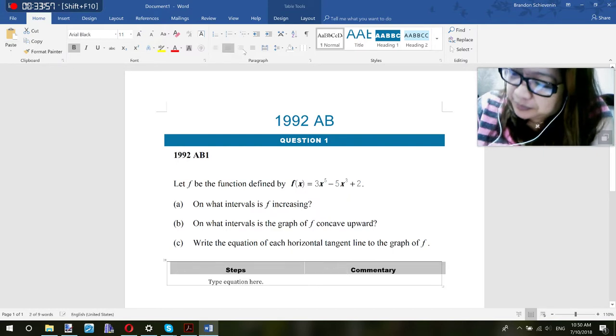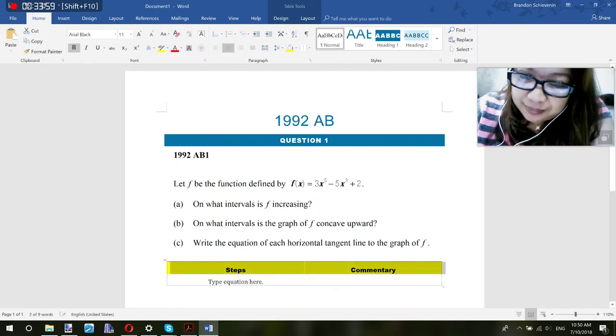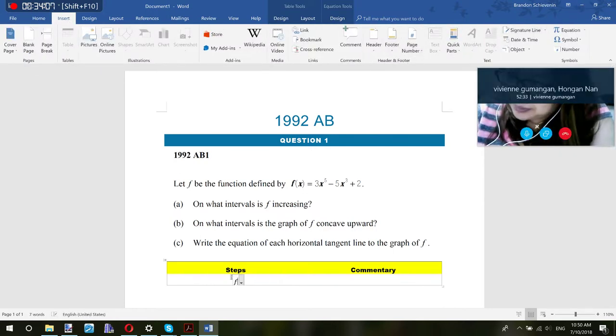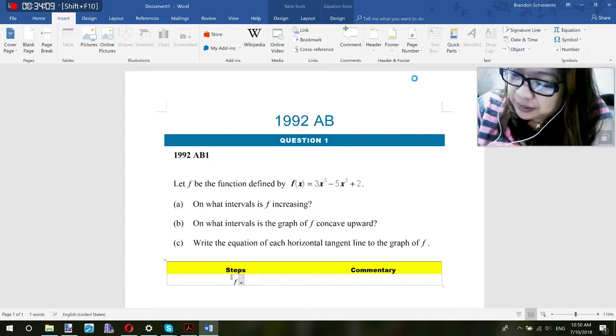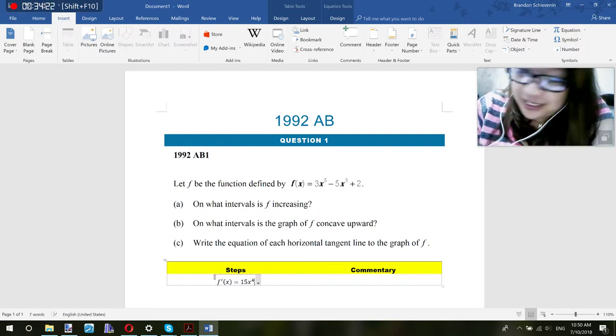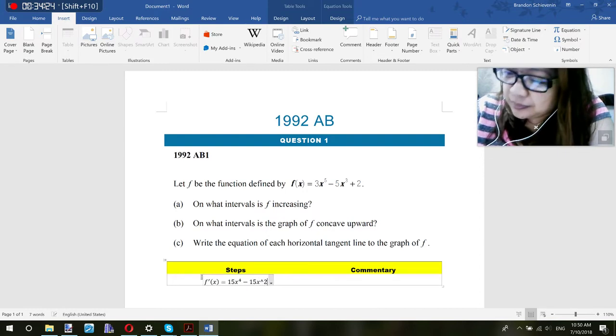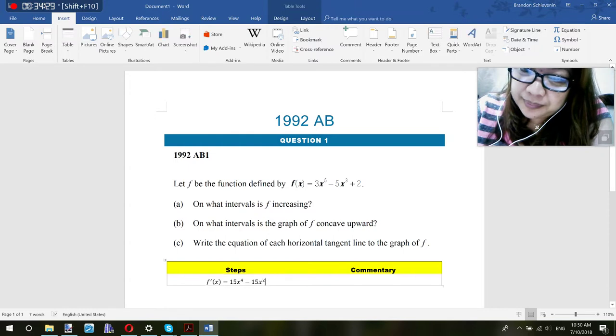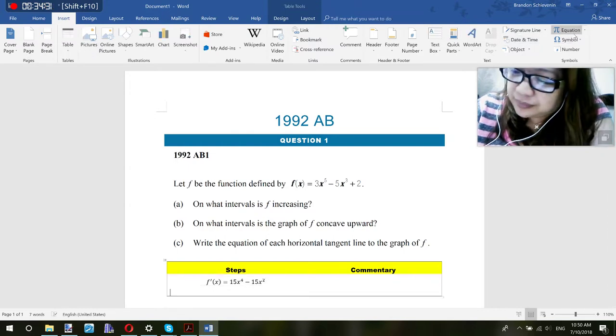Okay, so if I derive this function, what's going to happen? I will compare the power. Okay. So if I derive this, f prime of x is equal to what? That will be 15x to the 4th power minus 15x squared, and then I can factor. Okay, so we'll simplify this.